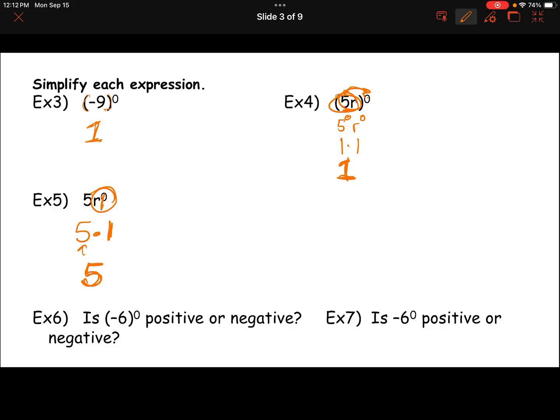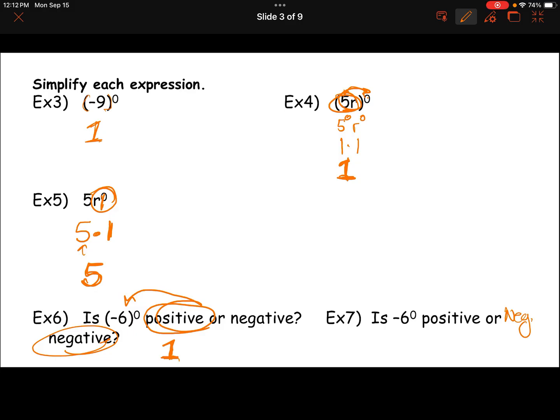Is negative 6 to the 0 power positive or negative? That would be positive. Everything in there would be to the 1 power. That would give me positive 1. That would be a positive number. Is the opposite of 6 to the 0 positive? Oh, this negative is supposed to be down here. Sorry, that wrapped weird on that screen. It looks fine on your notes, I believe.